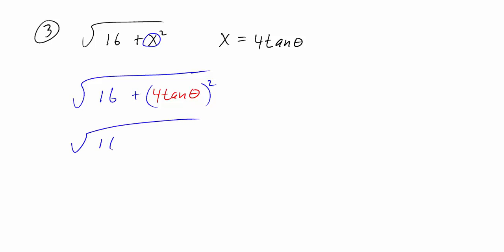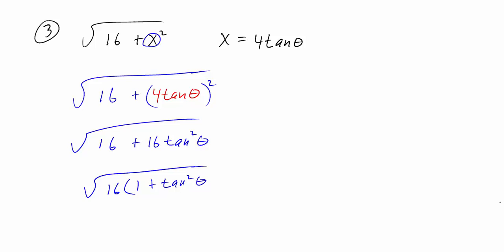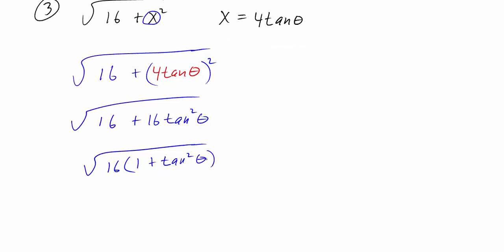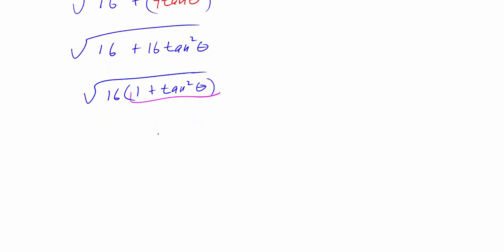So if we square this, we're going to get 16 plus 4 squared is 16, so then we get tangent squared theta. And once again, we can factor out the 16, which is going to leave us with 1 plus tangent squared theta. And once again, 1 plus tangent squared is one of your Pythagorean identities, and 1 plus tangent squared is going to be equal to secant squared theta, and we still have the 16 out front. So now we're able to take the square root, and we would have 4 secant theta.